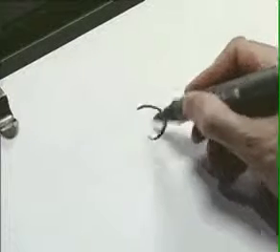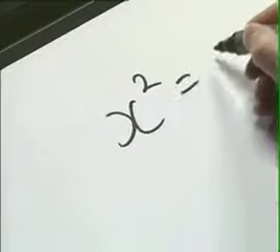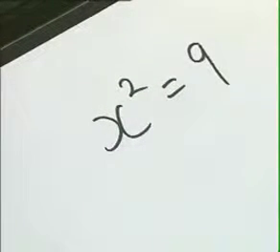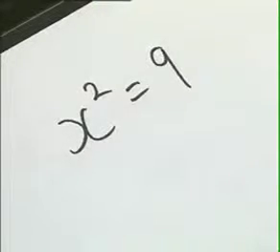We're going to have a look at a very simple process. It's called completing the square. In order to get to it and to show its potential use, I want to start with a simple equation, x squared equals 9. In order to find out what x is, we would take the square root of both sides.